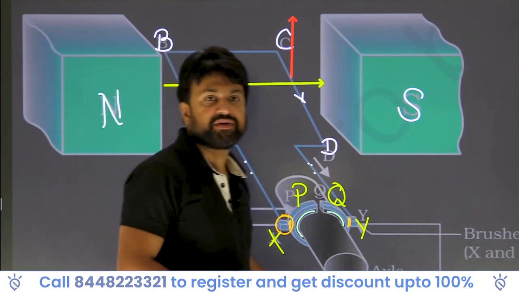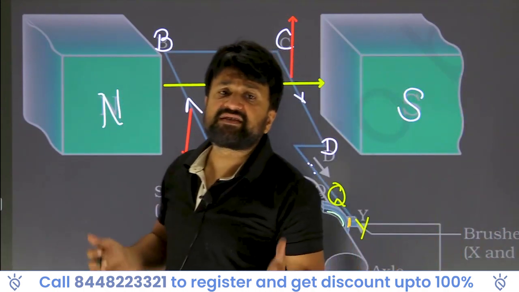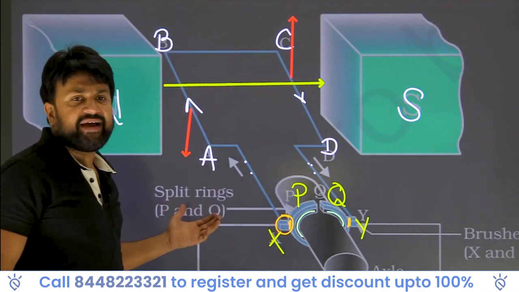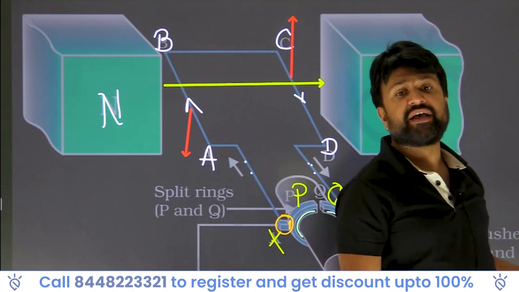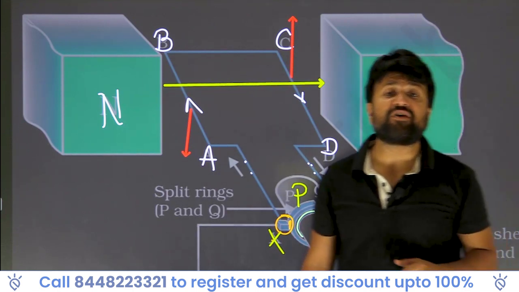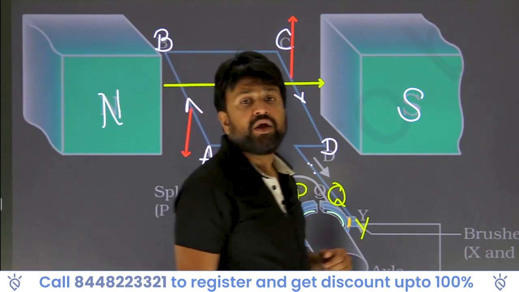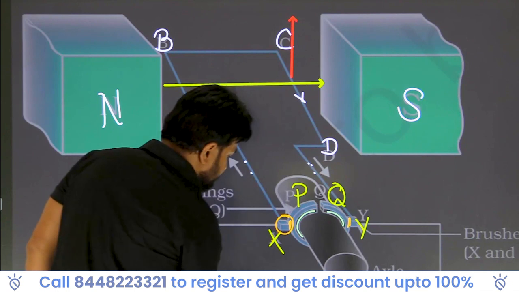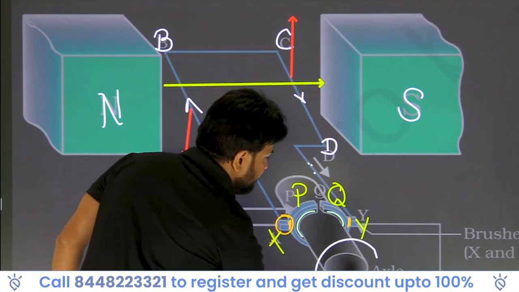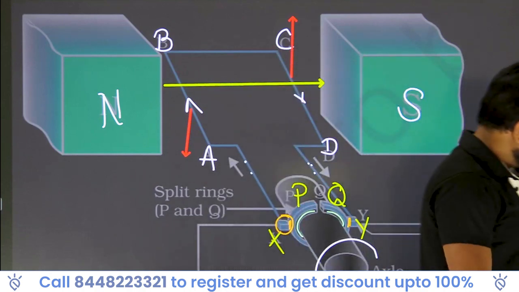Now here, my dear student, AB experiences a force in downward direction, and arm CD experiences an equal force in upward direction according to Fleming's left hand rule. This causes the coil to rotate in anti-clockwise direction, right?